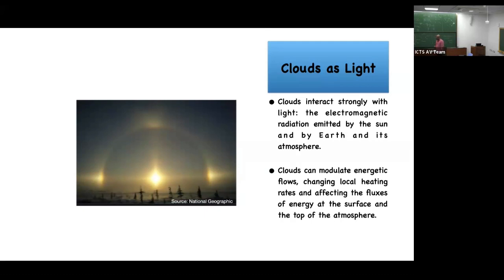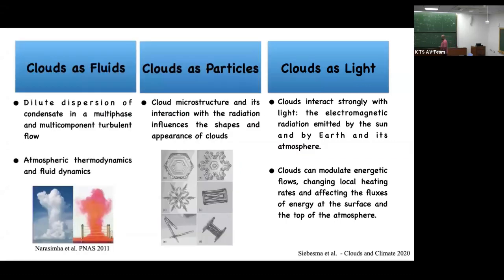What did you say it's called? Sundog. Sundog. Dog. Oh. Yeah.